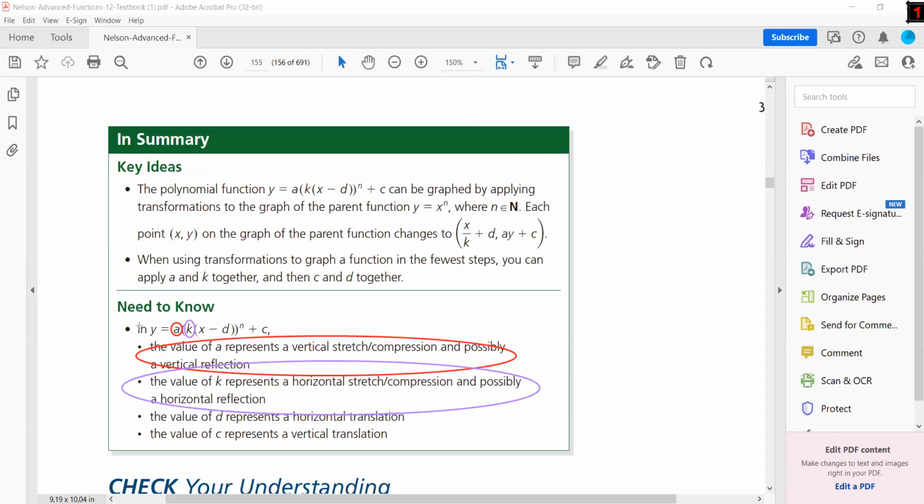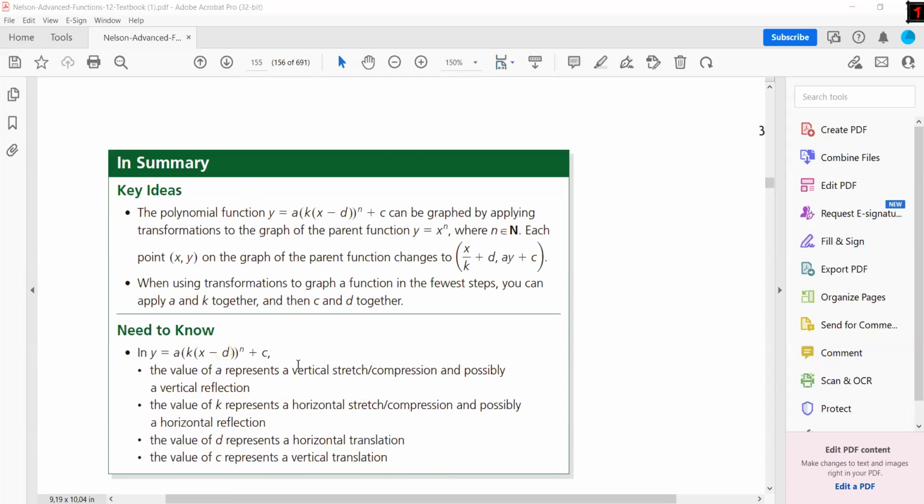Then we have the coefficient d. The value of d represents a horizontal translation. And finally, we have the constant c. And c represents the value of vertical translation. Okay? I hope it's clear.